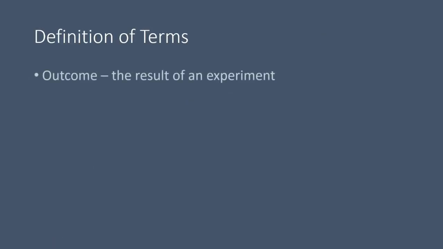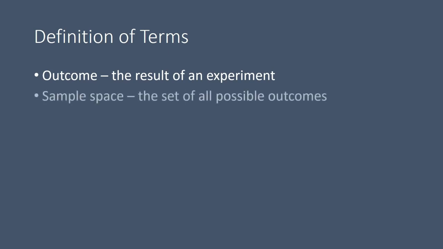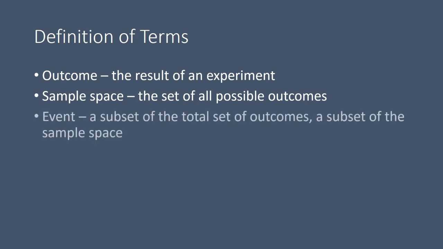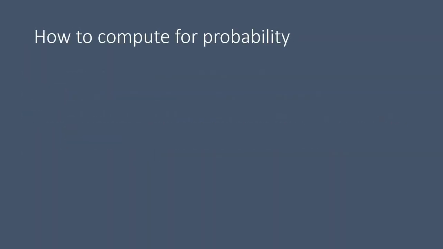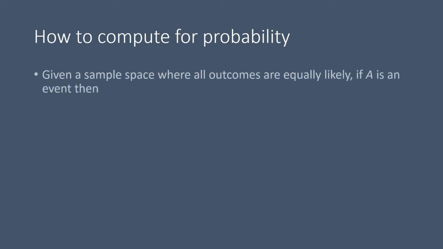Okay, so let us define some terms. Outcome: it's the result of an experiment. Sample space: the set of all possible outcomes. An event is a subset of your sample space. A simple event is an event that has only one outcome. We will see more of these terms when we go to computing for probability.